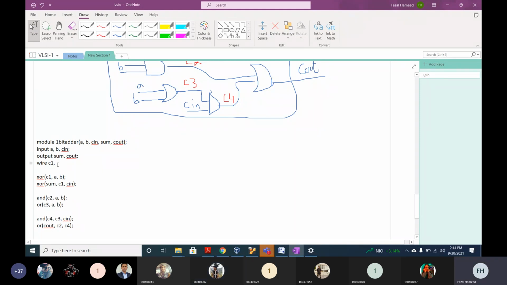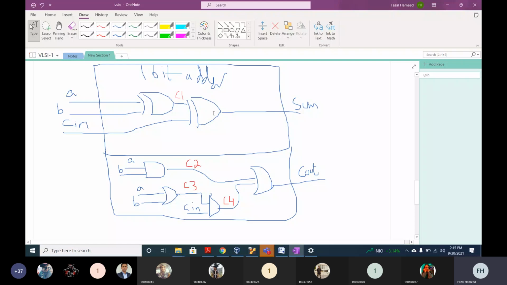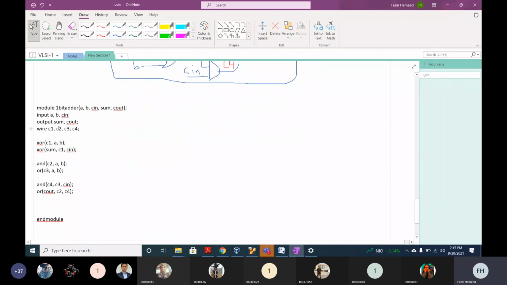So now we have to define these signals: wire C1, C2, C3, and C4. So if you look at this 1 bit adder, actually this is the gate level description of a 1-bit adder, and this is the Verilog code for a 1-bit adder, that how we can realize or synthesize or design a 1-bit adder using gate level description.